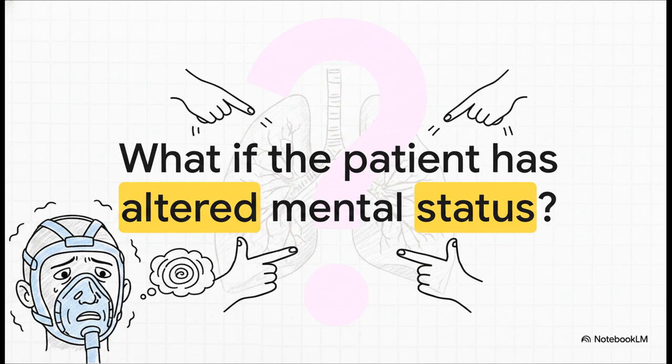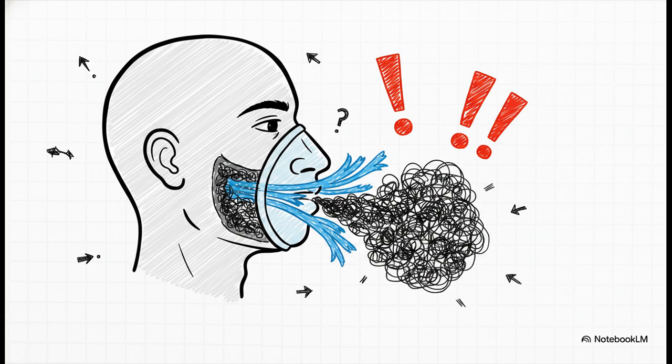The knee-jerk reaction is usually, wait, we can't put a tight mask on them. What if they throw up? And honestly, that is a completely legitimate clinical fear. The anxiety is that if a confused patient throws up while strapped to a machine blasting high-pressure air into their face, that positive pressure will literally shove all that vomit straight down their airway, causing a massive life-threatening aspiration event.